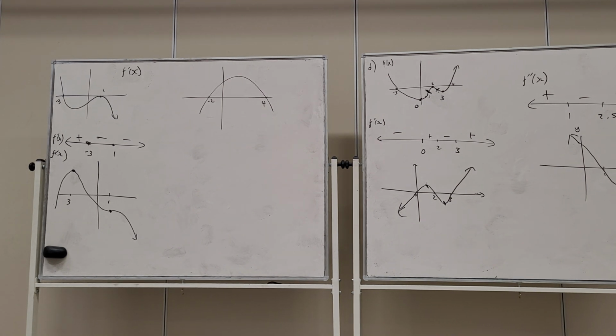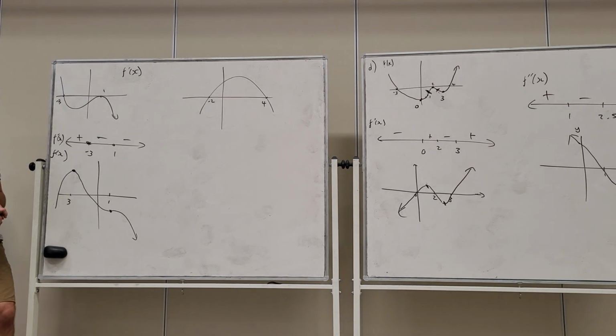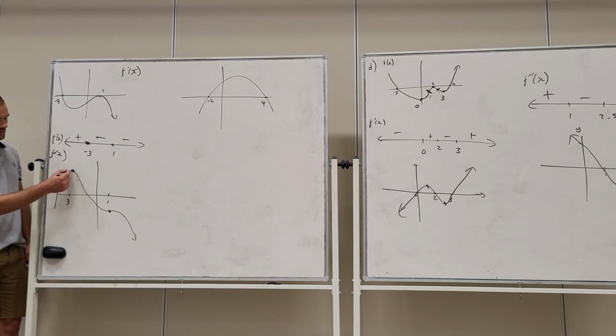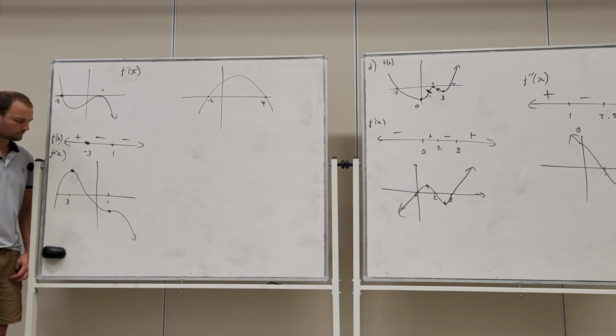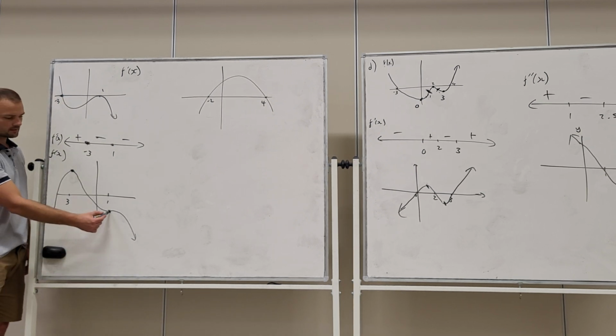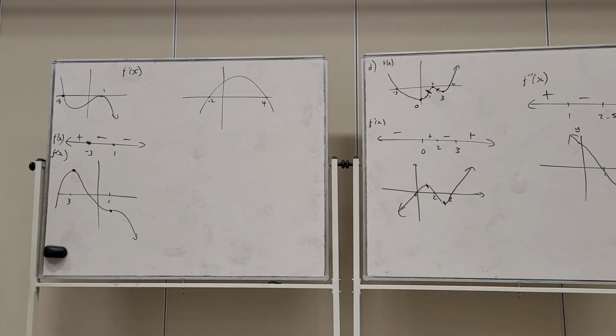And again, now we're going the opposite way to what we were doing before, but you can see turning points on f of x are roots on f dash of x. Turning points are roots. There's a turning point, root. Okay, move on to the next one.